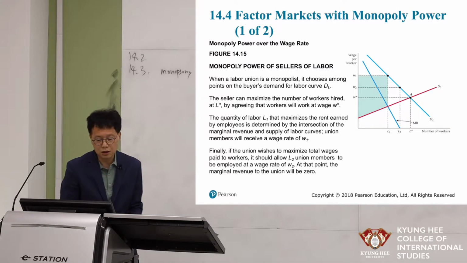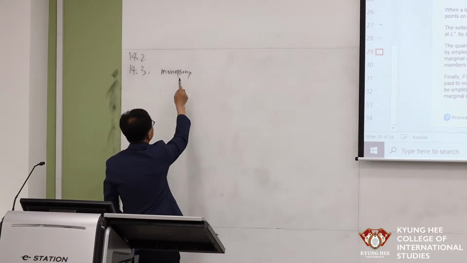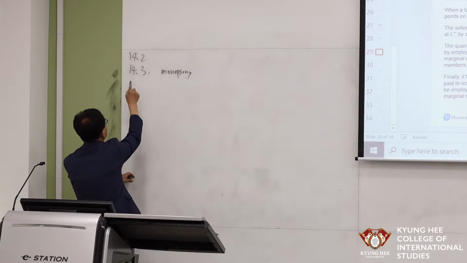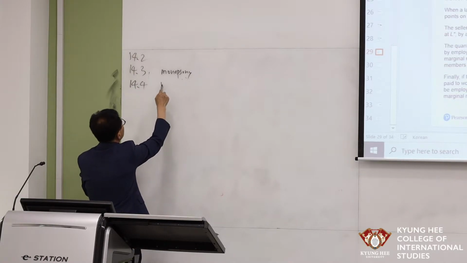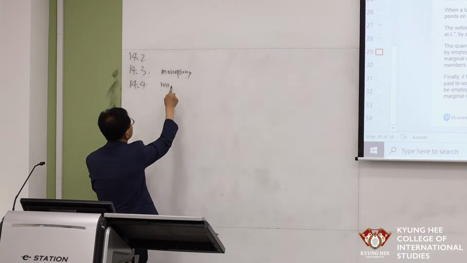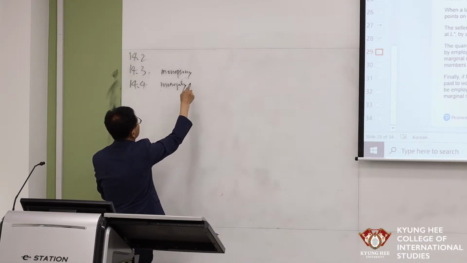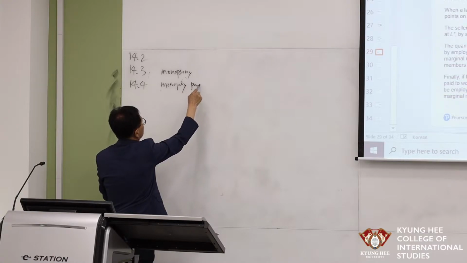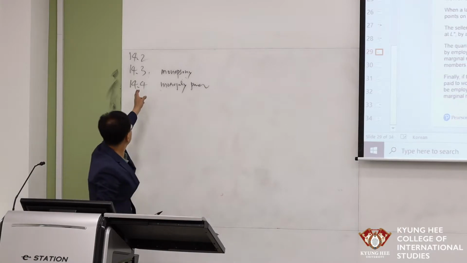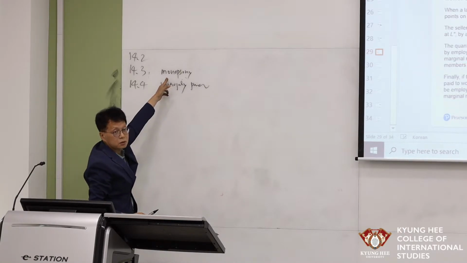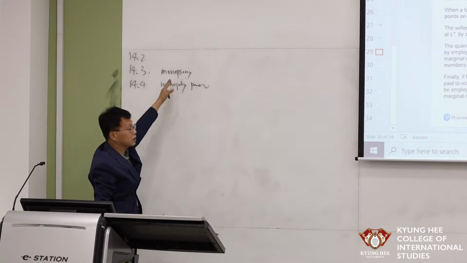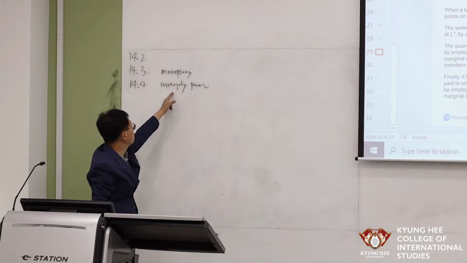So in section 3, we studied a firm that has monopsony power in the labor market. Similarly, section 4 is about the labor supplier, for example, a union. A labor union has monopoly power. In section 3, the firm, the buyer of labor, has monopsony power, while suppliers of labor have monopoly power.